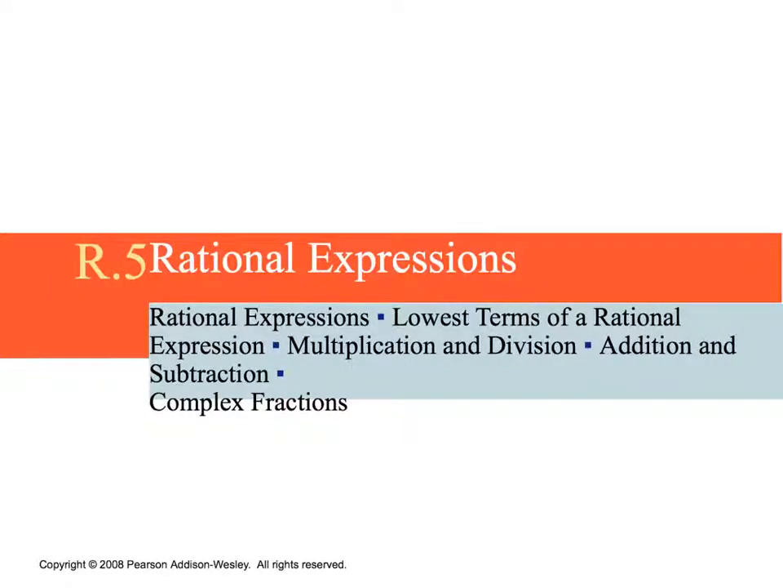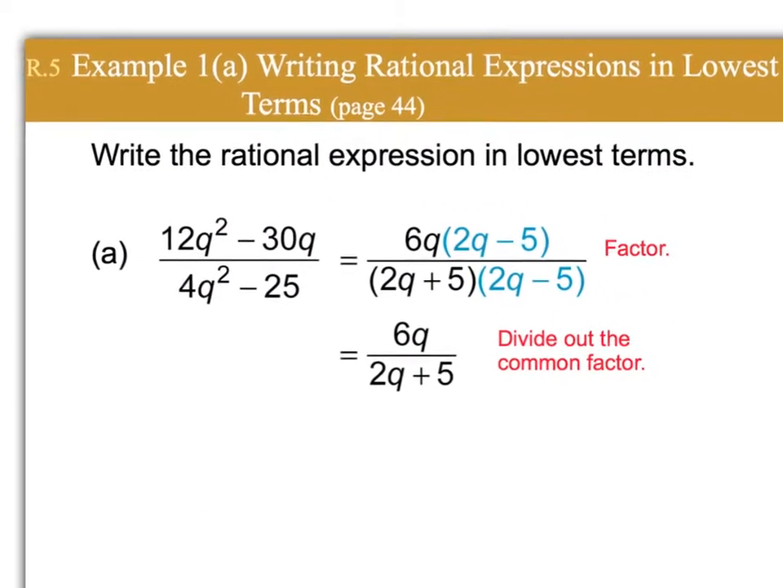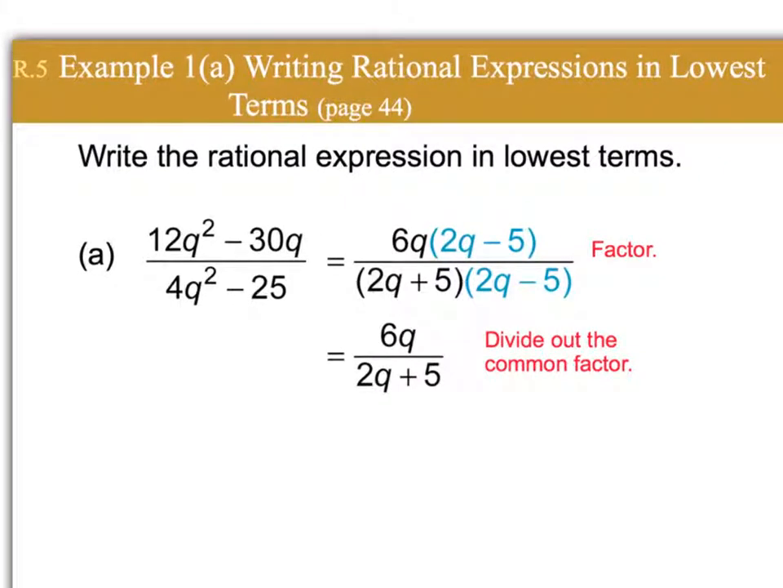Hello everyone. This is where I'm going to show you the items in R.5, rational expressions. So on our first slide here, we talk about the idea of wanting to take an original expression and turn it into a lowest terms expression. So we have 12q squared minus 30q divided by 4q squared minus 25.